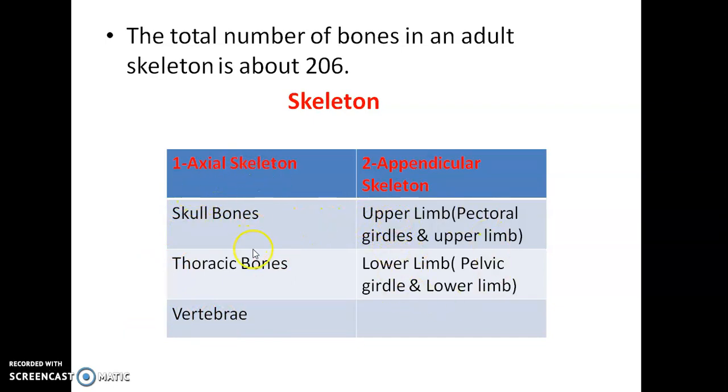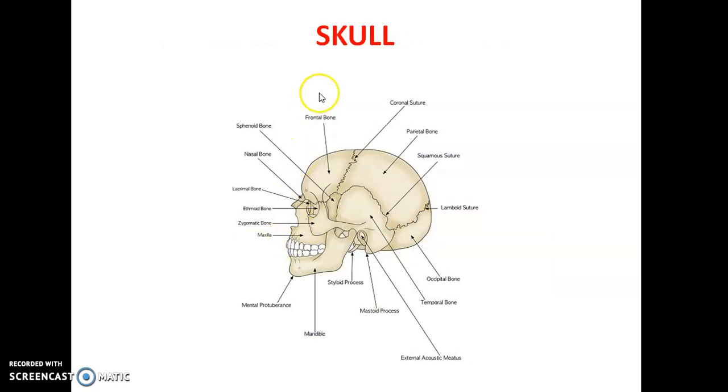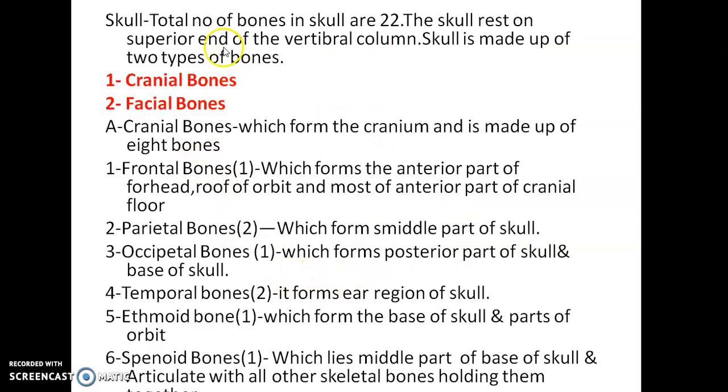Today we are going to study the axial skeleton. This is the first part of our axial skeleton, that is the skull, which is divided into various parts. First one is the skull. The total number of bones in the skull is 22, and the skull rests on the superior end of the vertebral column. The skull is made up of two types, cranial bones as well as facial bones.